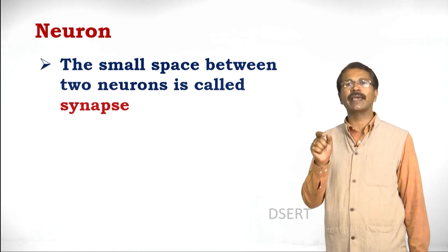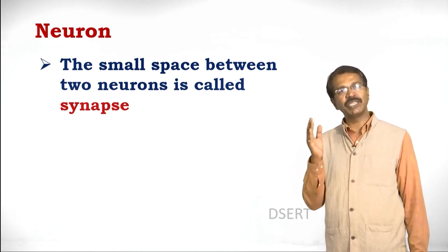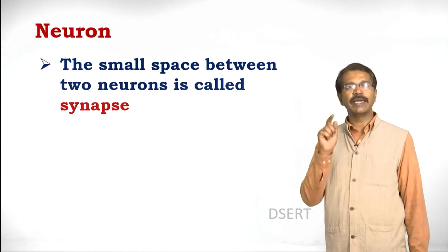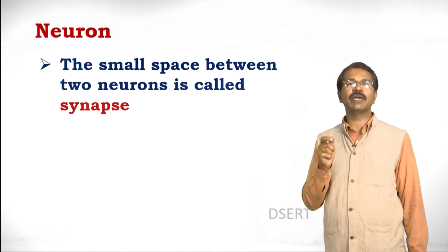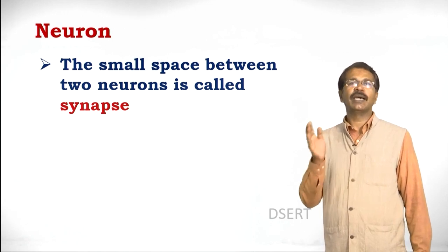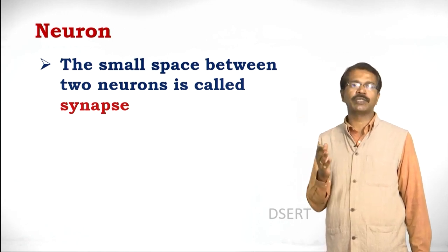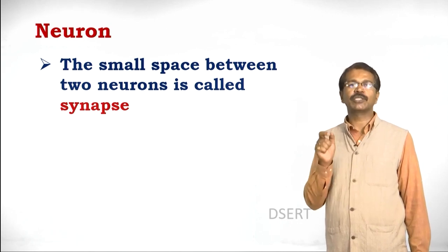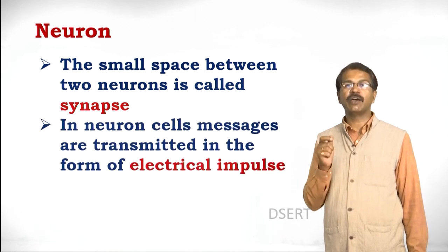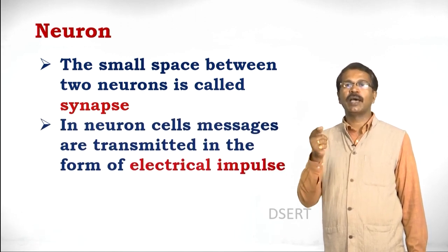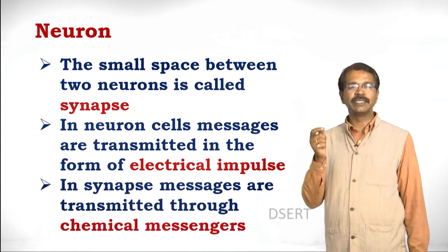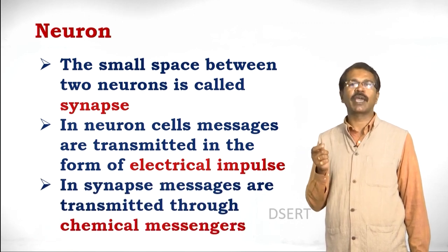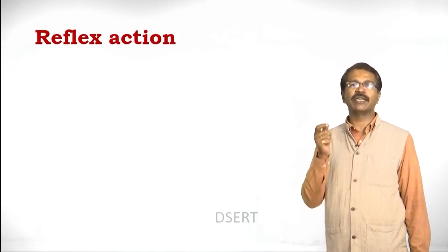in the form of electrical impulse. Whereas in this small gap, the synapse, how are messages transferred? As I already mentioned, it is transferred in the form of chemical messenger. Some specific chemical substances help to transfer the electrical impulses to the next neuron cell. That chemical substance we call acetylcholine. In the examination, you can definitely expect such questions. So, as I mentioned, in a neuron cell, messages are transmitted in the form of electrical impulse, whereas in a synapse, messages are transmitted through chemical messengers. That chemical messenger is acetylcholine.